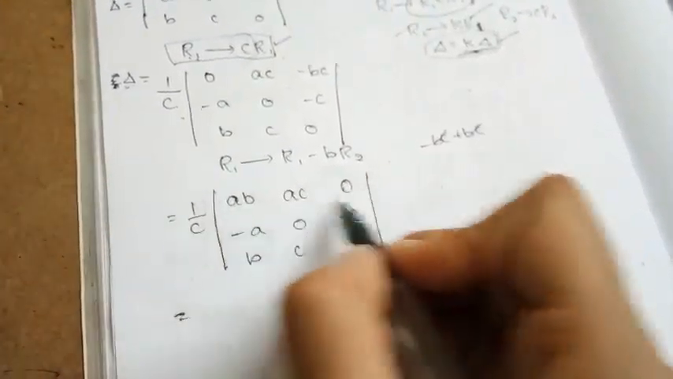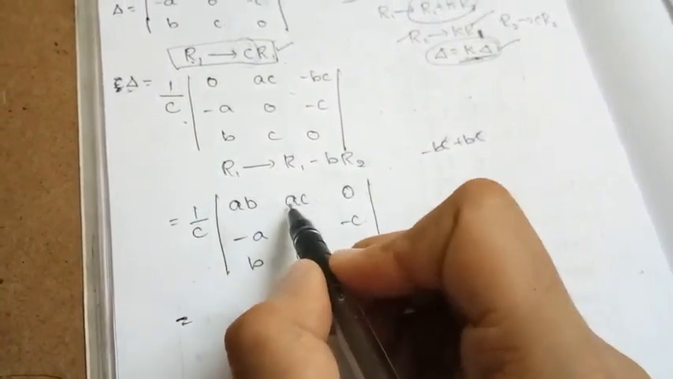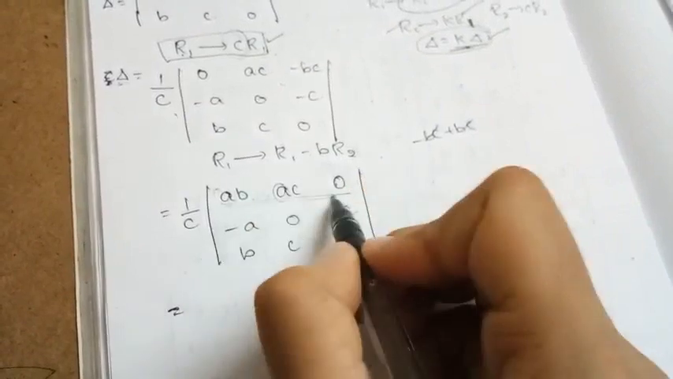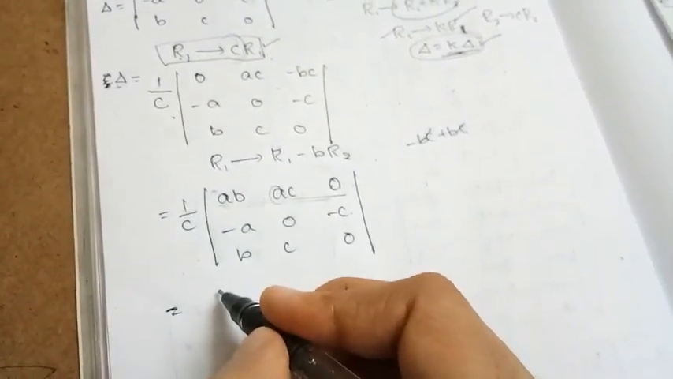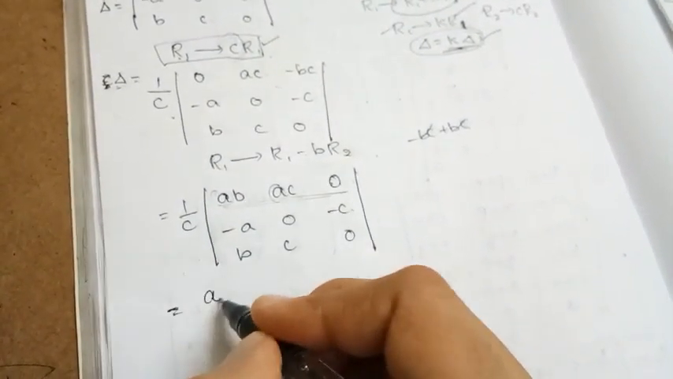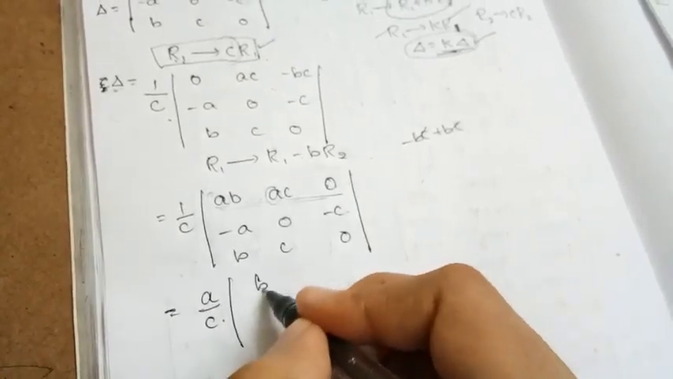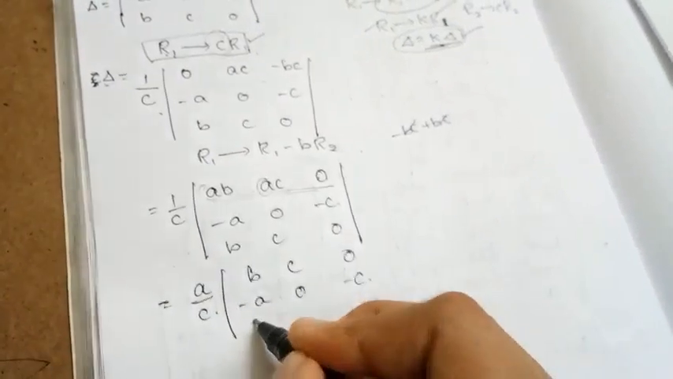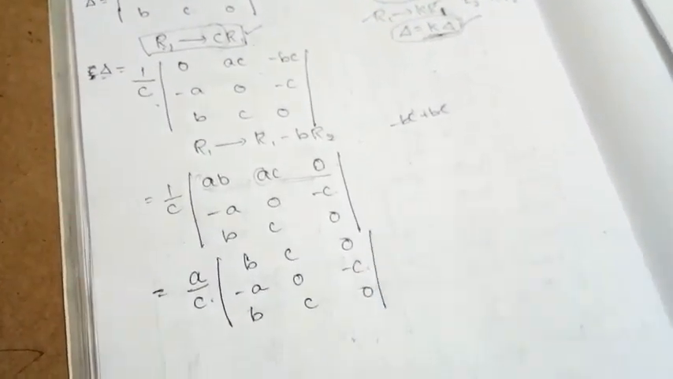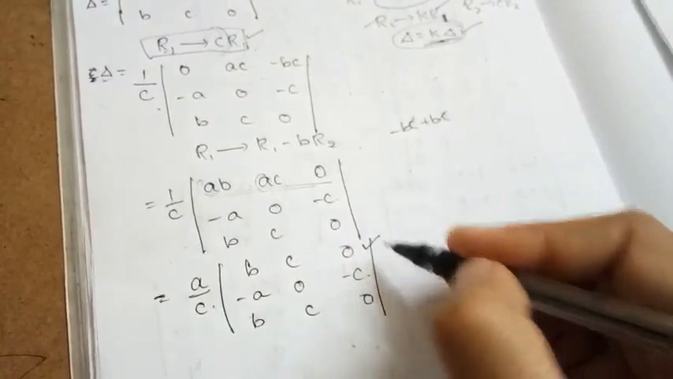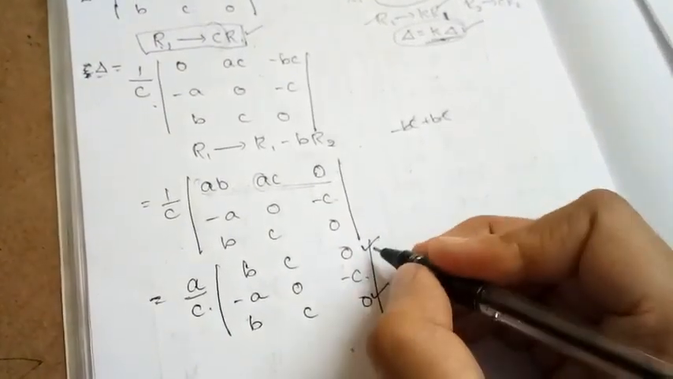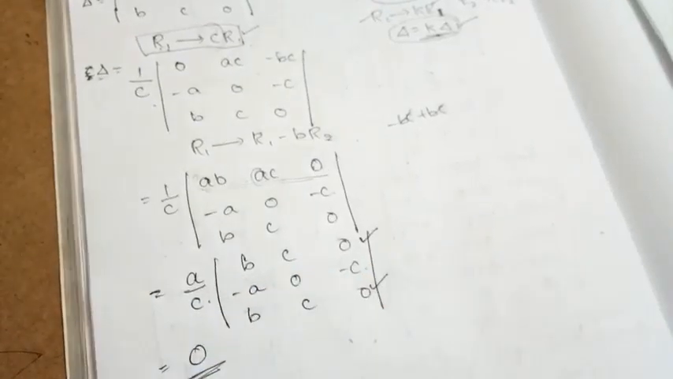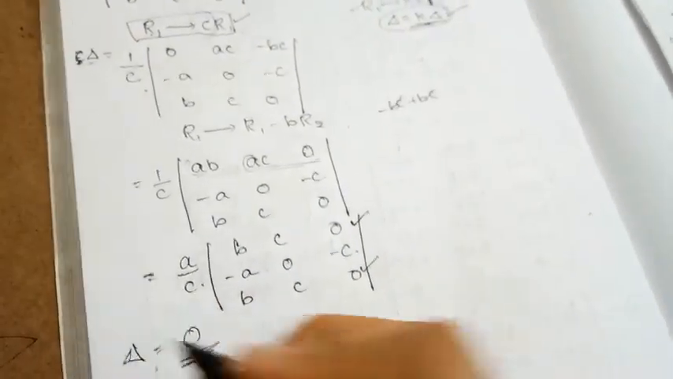So in the first row you can observe what is common? A is common, here it is 0. So I can take A common outside. After removing A, what happens here? A by C, BC, 0, minus A, 0, minus C, BC, 0. You can observe here that row 1 and row 3 are identical, therefore the value of this determinant is equal to 0. So A by C into 0 is 0. So we got delta is equal to 0.